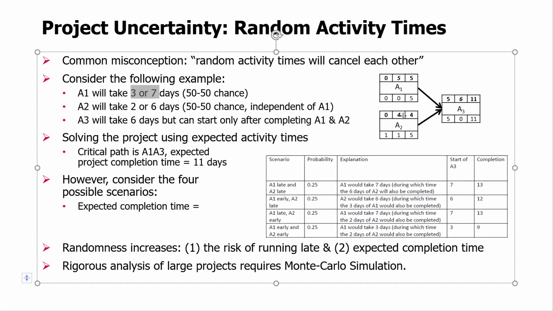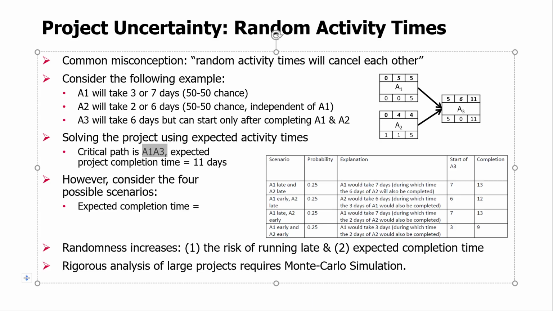So if you put expected values and solve this project, you'll get 5, 0, 5 earliest start times, 0 and 4 earliest finish times. So this will start at 5 at the earliest, plus 6, day 11. So it looks like expected completion of this project will be 11 days. So this is the summary of what I just said. Expected completion of the project is 11 days, and critical path is A1, A3. You will see slack here is 0, 0, and slack here is 1.